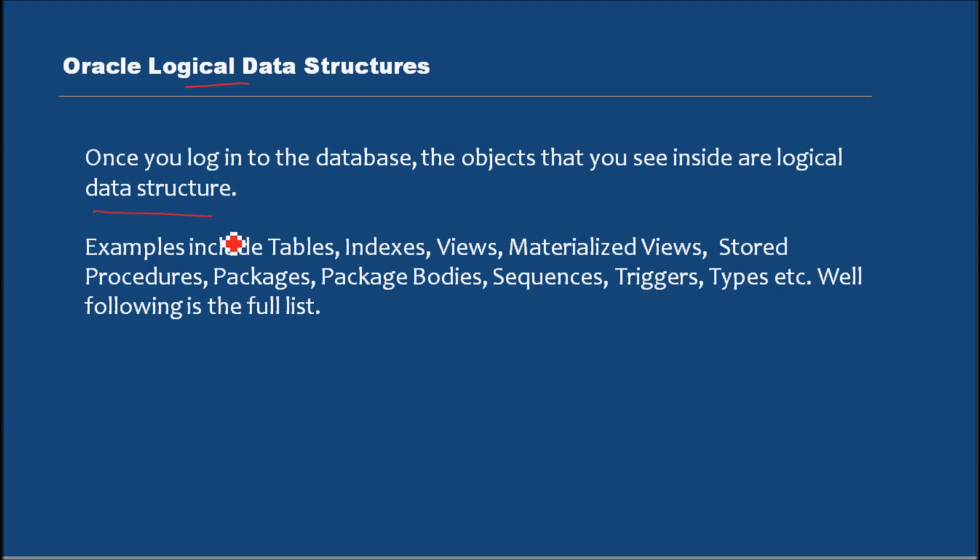The main difference between the physical data structure and logical data structure is that physical storage structures are files that can be seen at the operating system level, whereas logical data structures are objects which reside inside the database. Examples include tables, indexes, views, materialized views, stored procedures, packages, package bodies, etc.